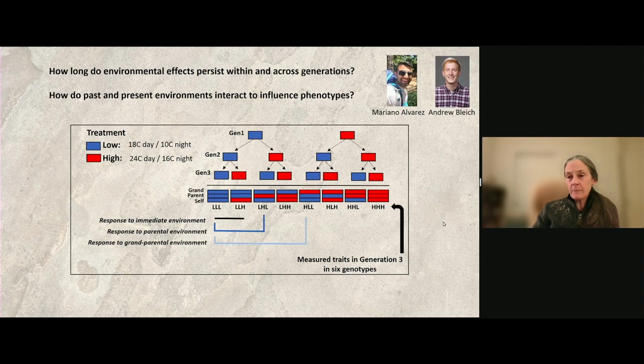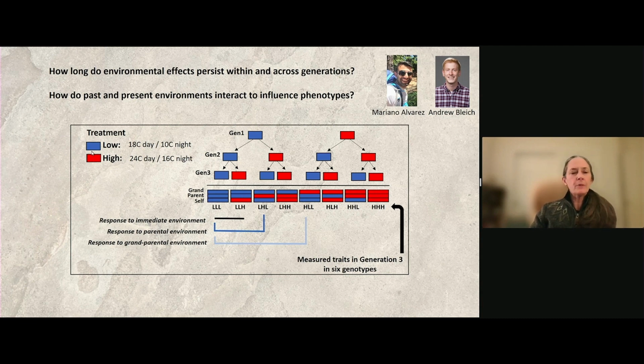So I'll start off with one big experiment that was conducted by my former postdoc, Mariano Alvarez, and my former technician, Andrew Bly. And the object of this experiment was to answer these two questions. Simply, how long do environmental effects persist within and across generations? And how do past and present environments interact to influence phenotypes? That is, our ancestral environments, do they have stable effects on phenotypes regardless of subsequent environmental variation? Or do environments in both generations interact?